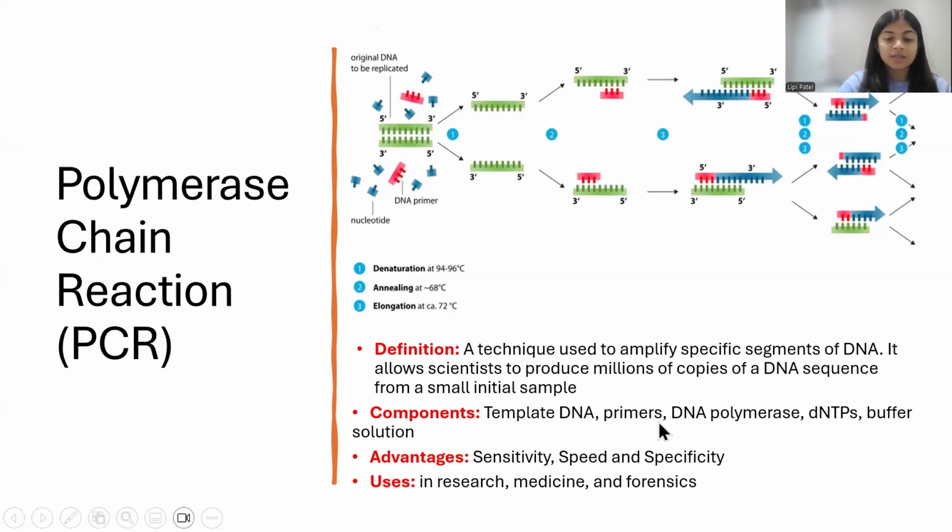The advantages of using this particular method of PCR are that it is very sensitive, very fast, and very specific. So the primers that you use should be very specific to the DNA strand that you are amplifying. Its uses are in research, medicine, and in forensics.